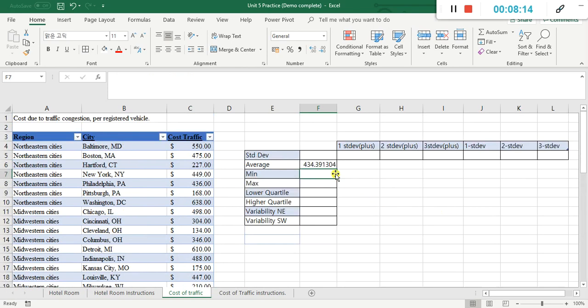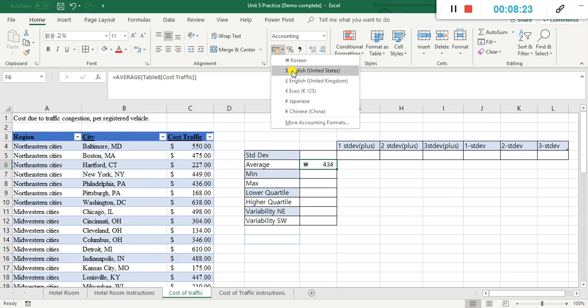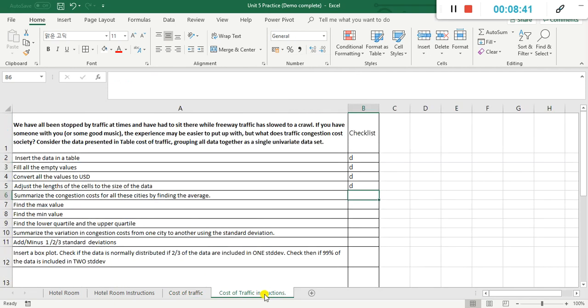Good. Now remember, in this case we have to continue working with money. So we have to make it English United States. Remember, we have to use the same format across the whole sheet. We cannot do one with decimals and another without decimals, or one with dollars and the other with Korean won. No, we have to work straight through the whole sheet with the same format of numbers. So in this case, I found the average. I did it very well.